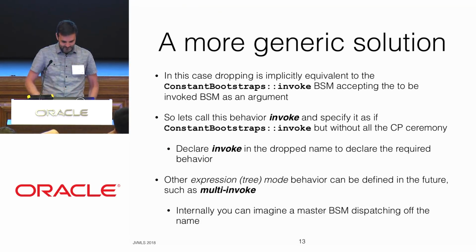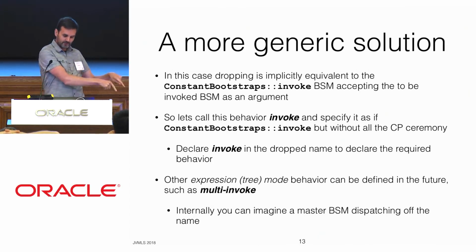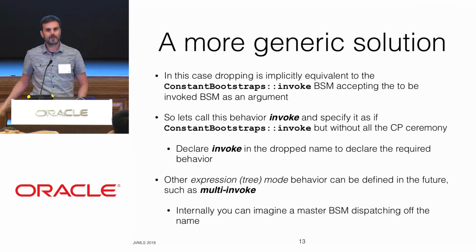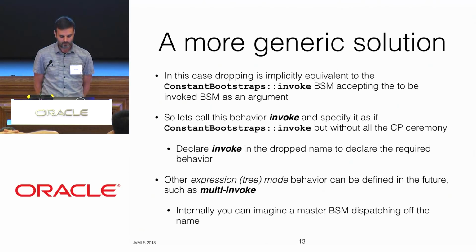So in this case, what we're doing with this dropping, going back to what we referred to as invoke, is essentially invoke semantics. This is what we really want to talk about. So invoke will take a BSM, accepting the actual BSM to be invoked without the arguments: the lookup, name, and type. That's it. So let's call this behavior invoke and specify it as if it was the ConstantBootstraps invoke without the additional CP ceremony around that.